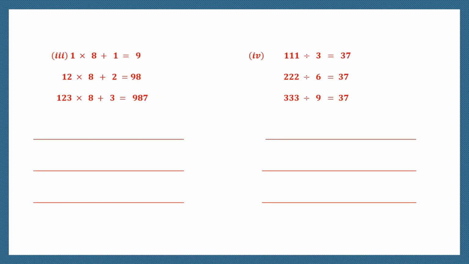Question 3. So let's observe this again. So here we have 1 into 8 plus 1 is 9. So 1, then we have 1 and 2, then we have 1, 2, 3. So this will be 1, 2, 3, 4. So let's write that down.